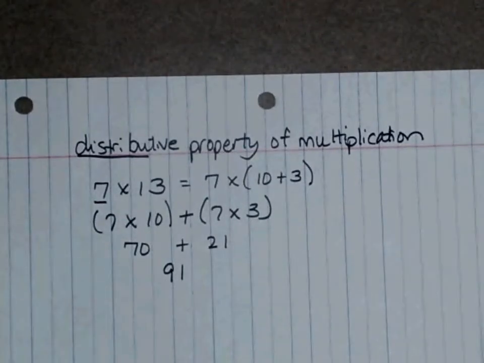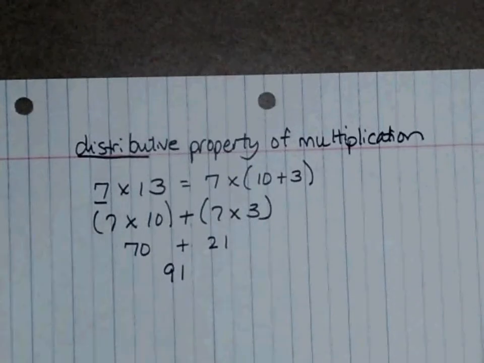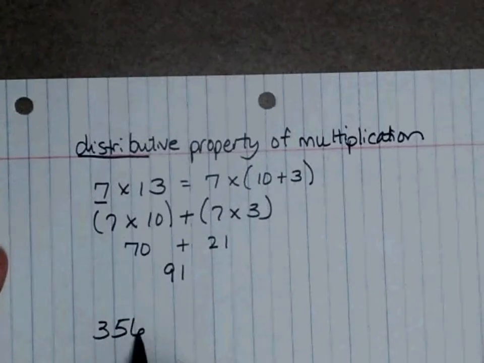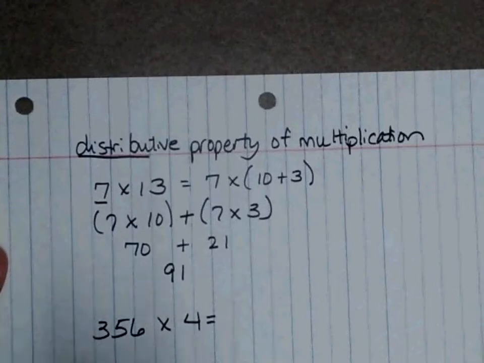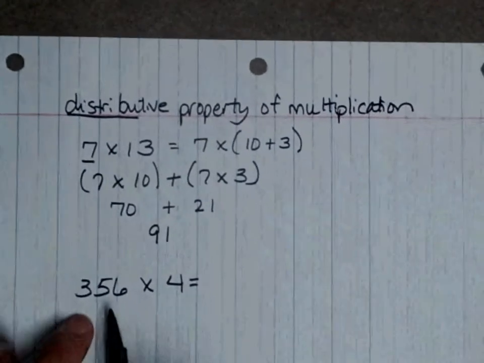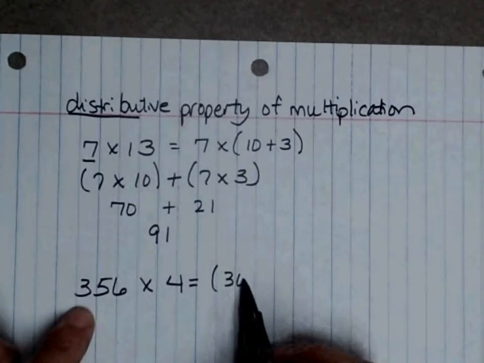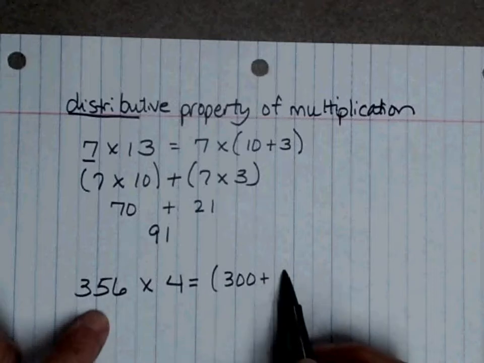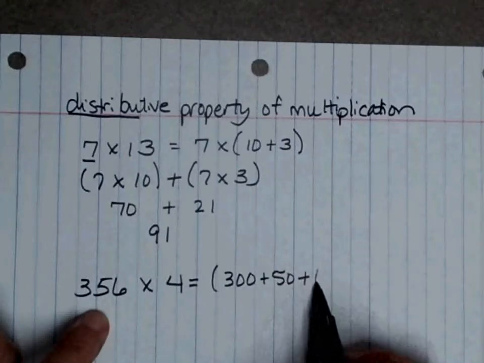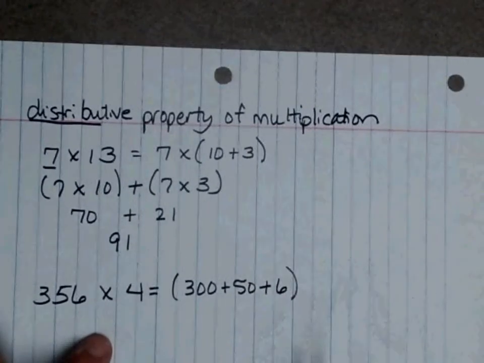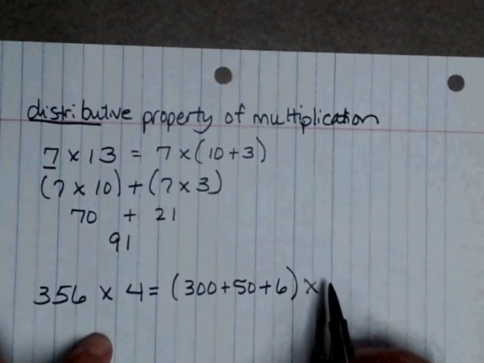Let's try a 3 by 1, using the distributive property of multiplication. Let's multiply 356 times 4. Well, let's decompose it first. That would be 300 plus 50 plus 6, we'll put that in parentheses, times 4.